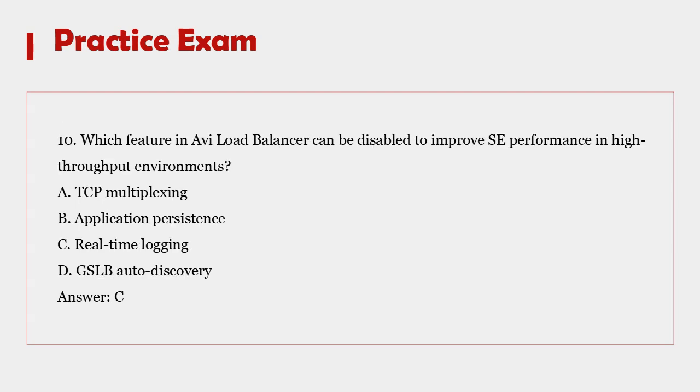10. Which feature in Avi Load Balancer can be disabled to improve SE performance in high-throughput environments? A. TCP multiplexing. B. Application persistence. C. Real-time logging. D. GSLB auto-discovery. Answer: C.